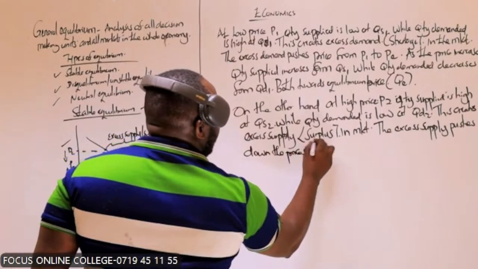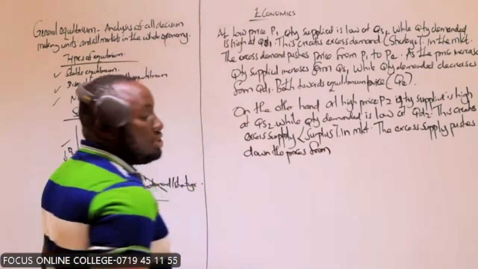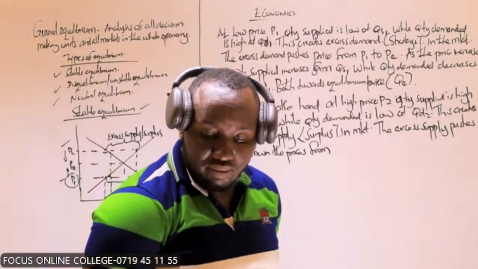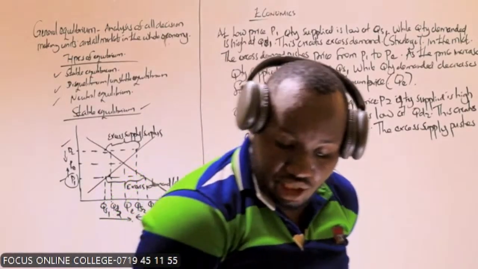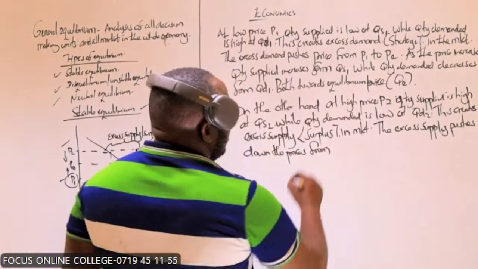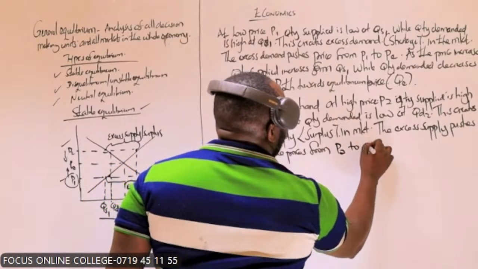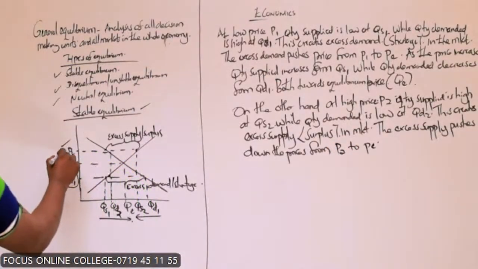Excess supply pushes down the price. We respond yes if that is understood. Perfect. So we can put it down: excess supply pushes down the price from P2 taxed to P taxed, reducing this income. Are you able to see this arrow?